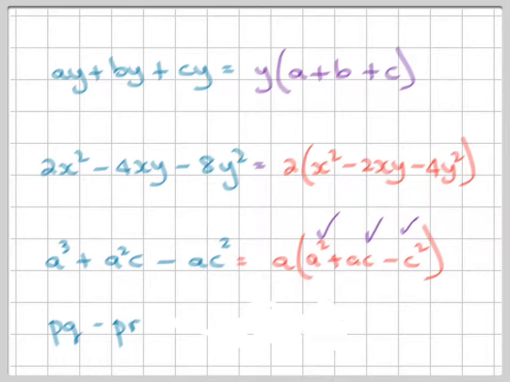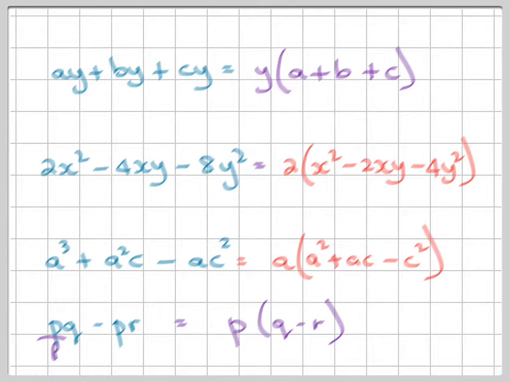Okay, so you're getting the picture now. Right, now the last one, our greatest common factor would be p, and we'd be left with q minus r, because if we divided by p on both of them, those would cancel out. We'd be left with just a q minus an r.